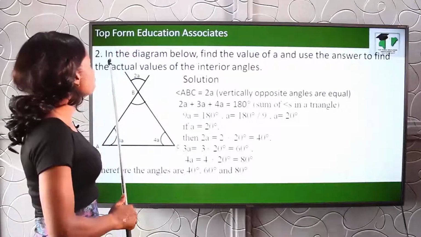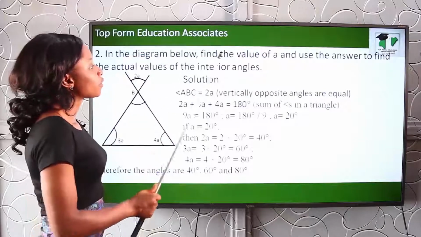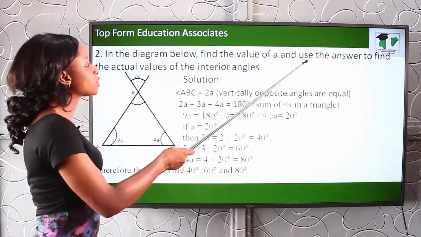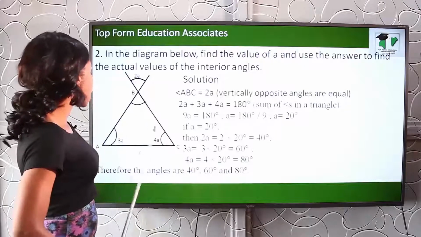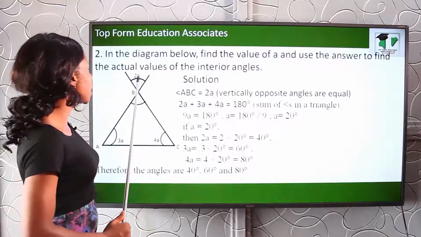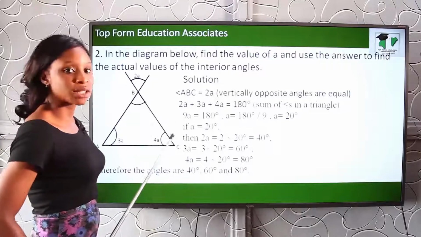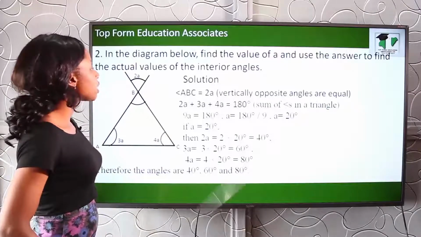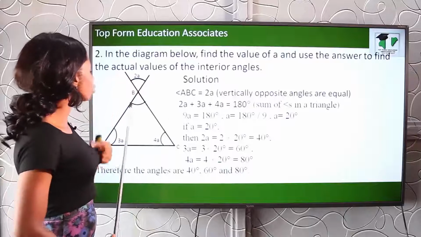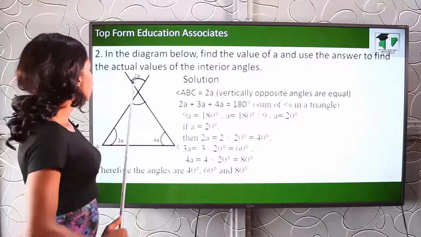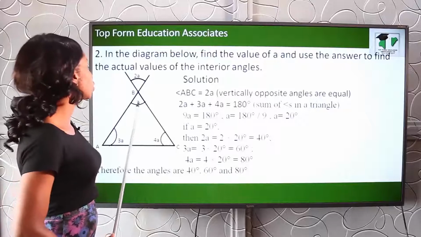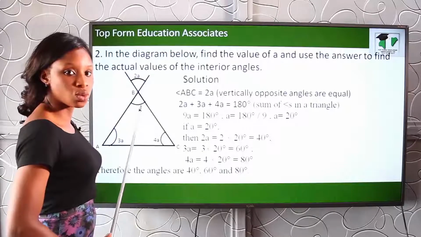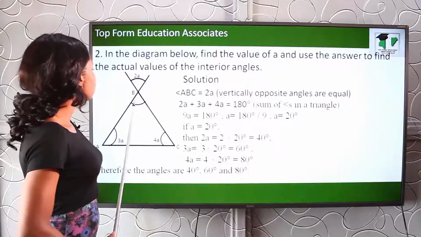Now, number 2. In the diagram below, find the value of A and use the answer to find the actual value of the interior angles. We're asked to find the value of A here and get the actual values of these angles. First of all, to get this angle, vertically opposite angles are equal, like we've learned before. So this angle formed here is 2A.